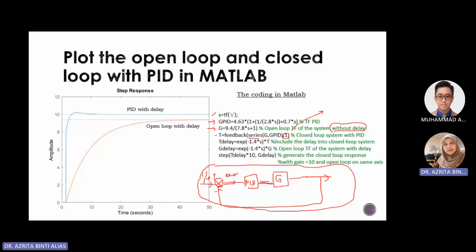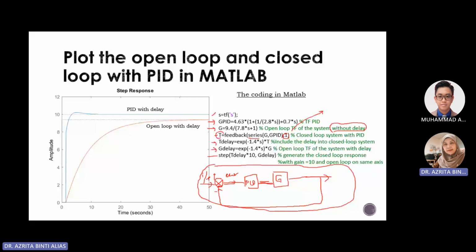Okay, so the next coding here: I put the delay back for the closed loop system, and also for the open loop system. I name them T delay and G delay. So we just multiply with exponential minus 1.4 multiplied by S, multiplied by T, and here multiplied by G.